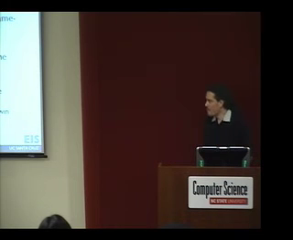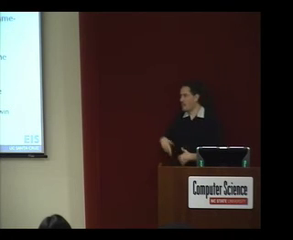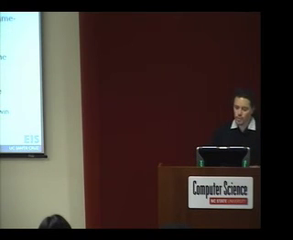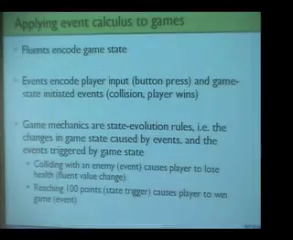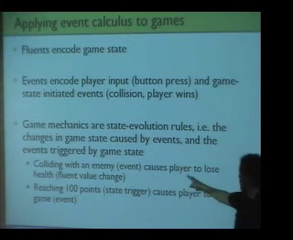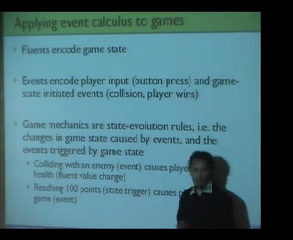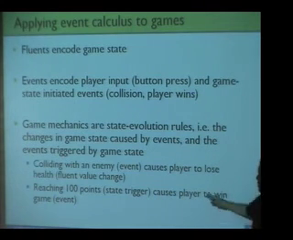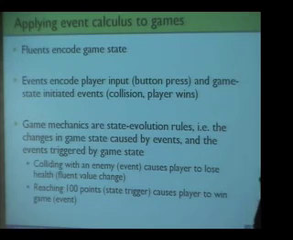Events encode player input. Every button press and so on is an event that happens, and so are game-state-initiated events. So you can talk about collision events happening, player win events happening, and so forth. And then game mechanics are now state evolution rules, where the changes in game state are caused by events, and events trigger game state. So colliding with an enemy, which is an event, causes the player to lose health, a fluent value change. That's a rule that's really easy to express in the event calculus. Or reaching 100 points, a state trigger, causes the player to win the game, an event.